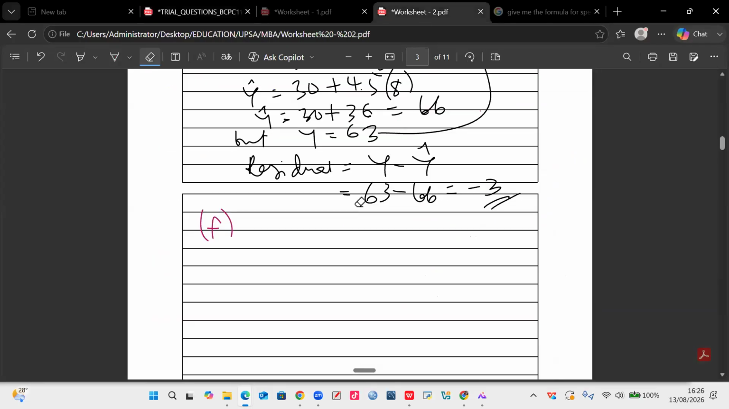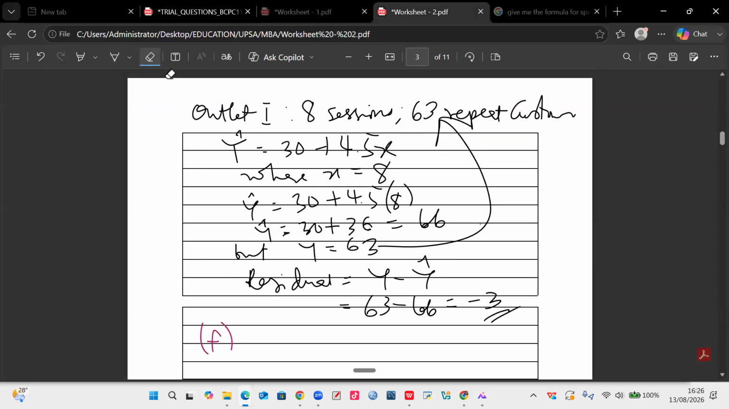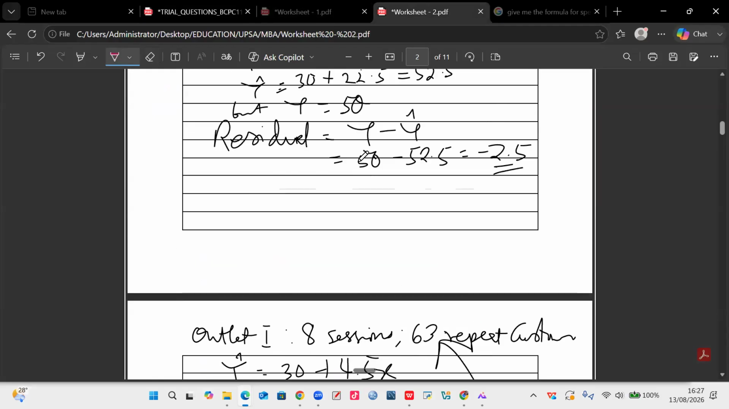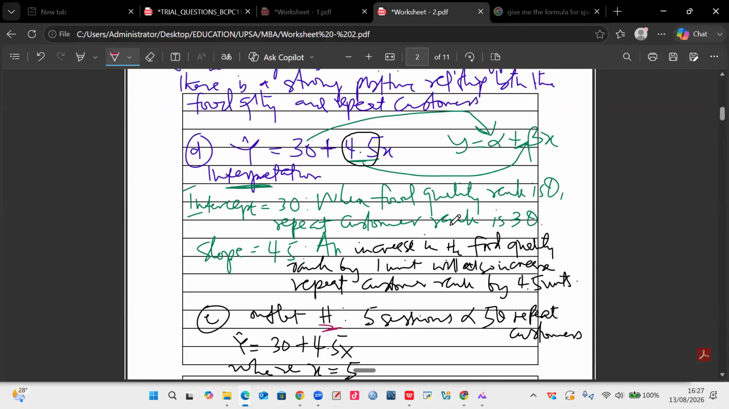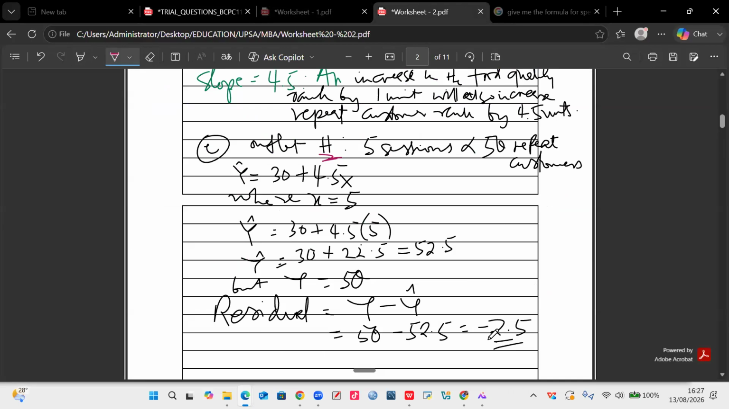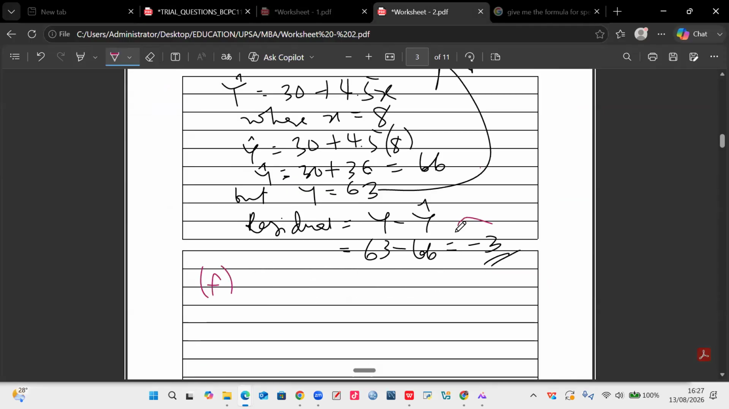So we choose the H and I, on which we found the predicted customer values. Those two, we had negatives for them, right? Yeah. On H, we had negative 2.5. On I, we had negative 3.